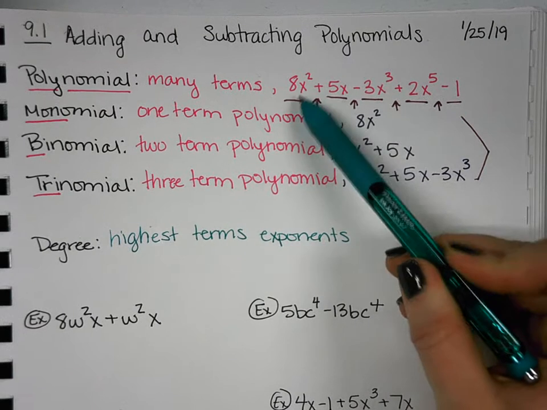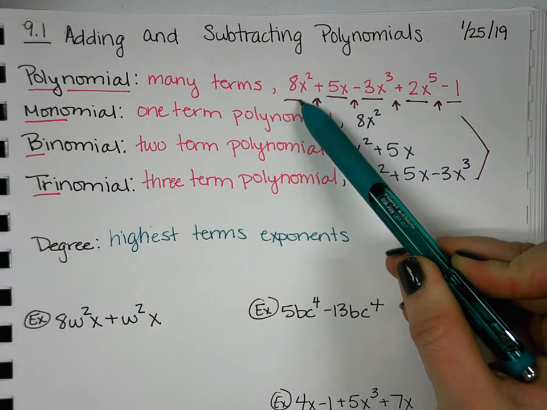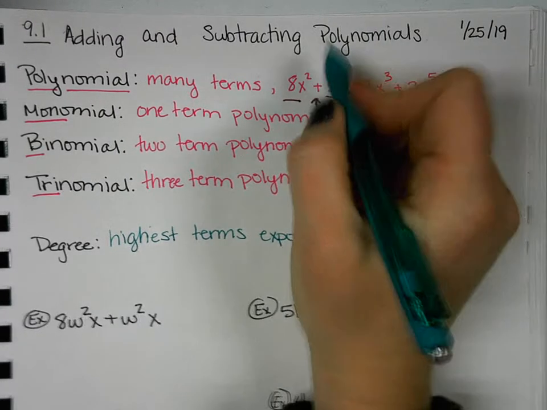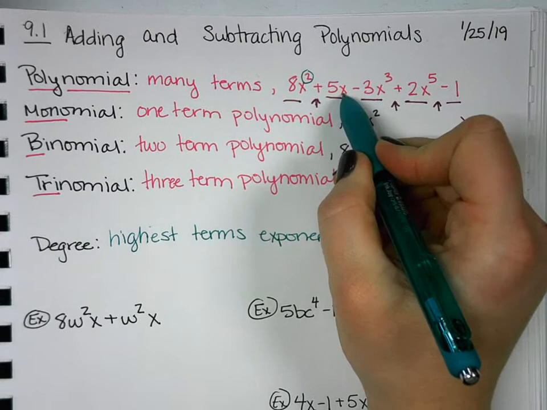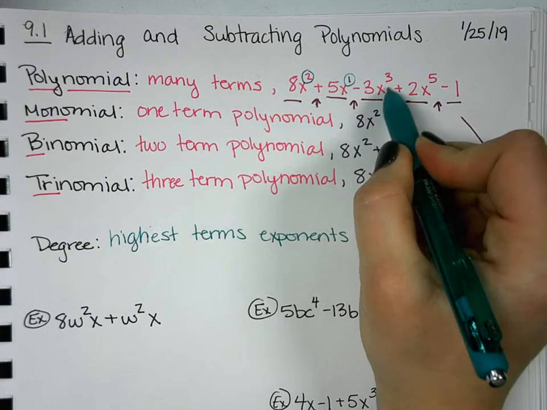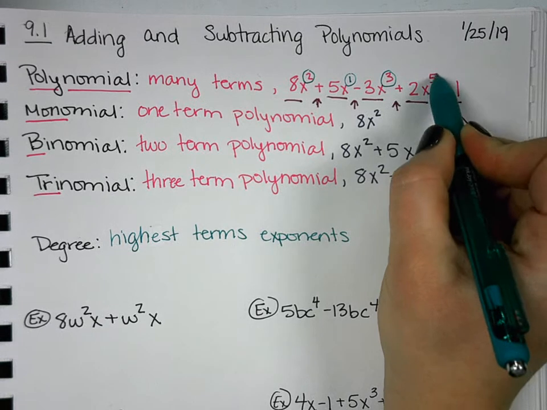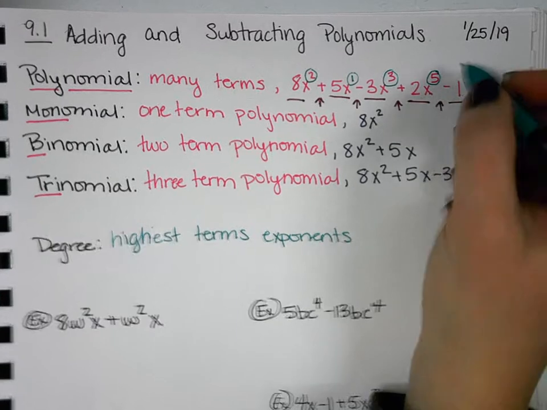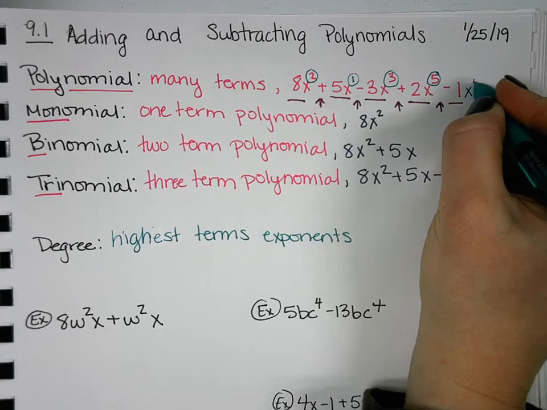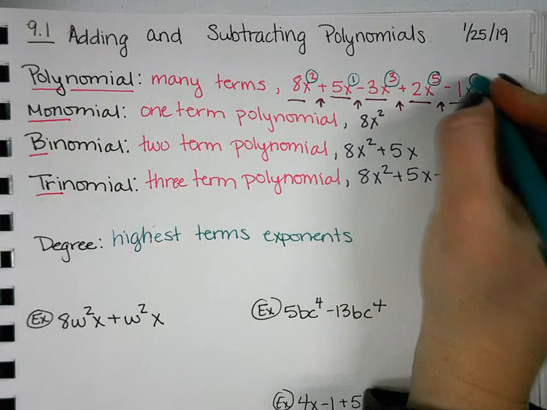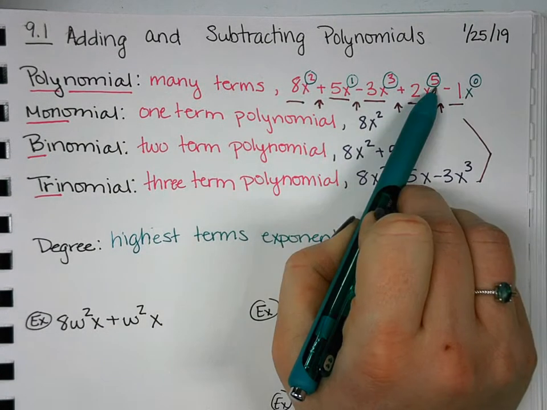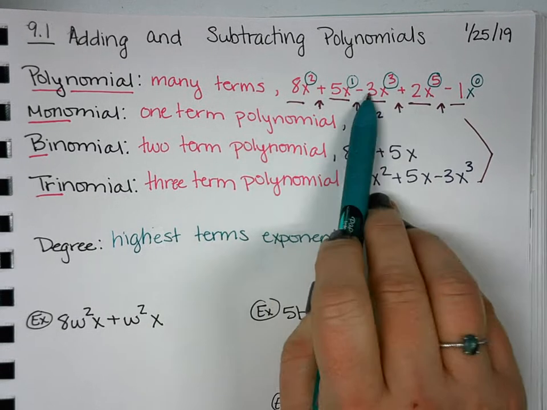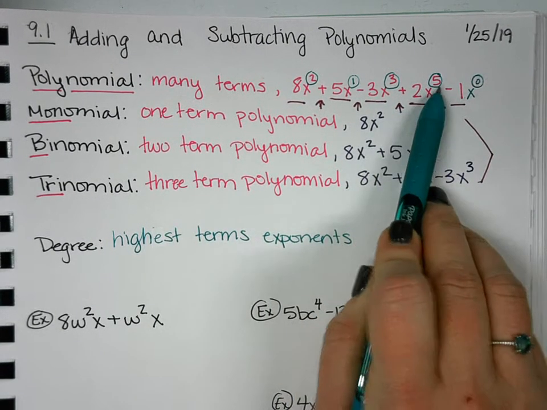So if we look at this example here, what's the degree of this monomial? 2, because the exponent is 2. What about this one? 1. This one? And this one? What about this one? 0, because there's no exponents. If you wanted to, you could say an x to the 0, which is just 1. So which one's the highest? The 5. So we would call this a 5th degree polynomial because the highest exponent was a 5.